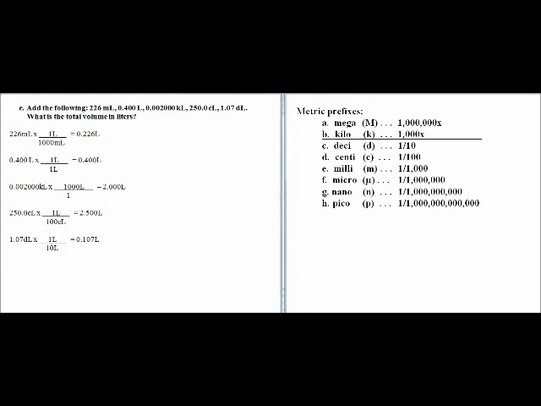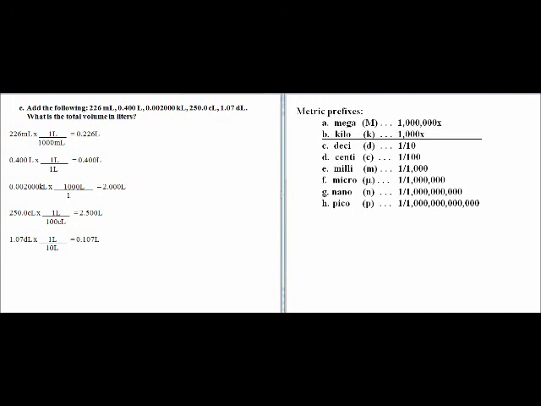0.226 plus 0.400 plus 2 plus 2.5 plus 0.107. You'll notice that when we did these conversions, we kept the right number of significant figures. 226 is 3 significant figures, 0.226 is 3 significant figures, 0.400 is 3 significant figures. 0.002000 is 4 significant figures, and 2.000 is 4 significant figures. 250.0 is 4 significant figures, 2.500 is 4 significant figures. 1.07 is 3 significant figures, 0.107 is 3 significant figures.